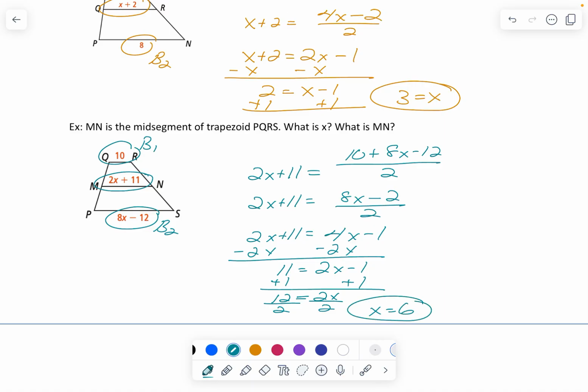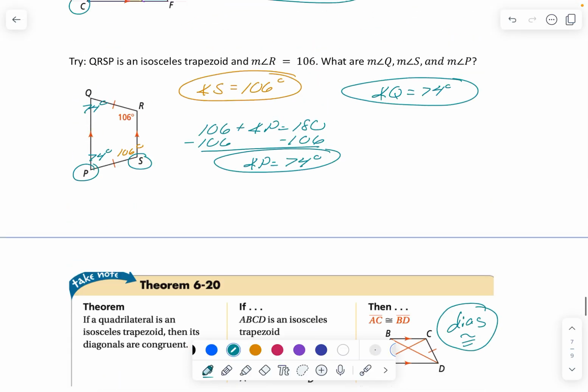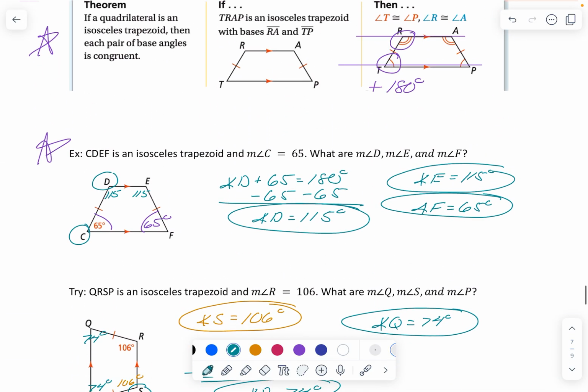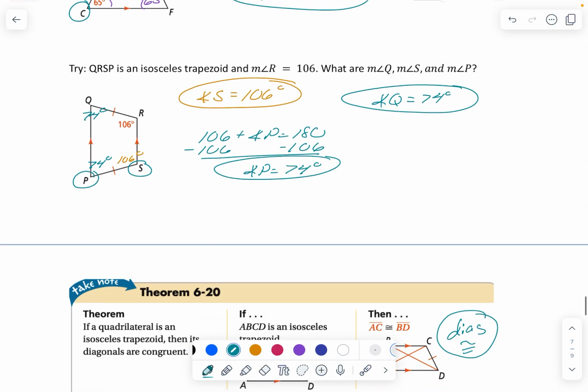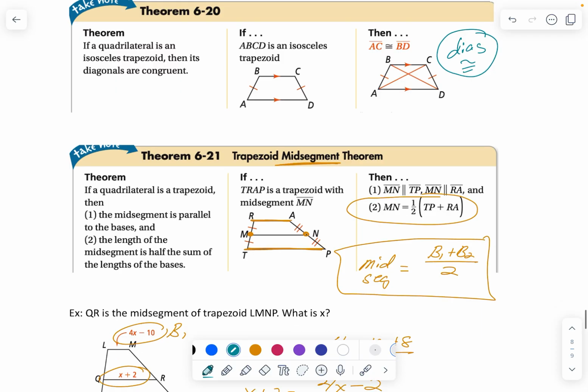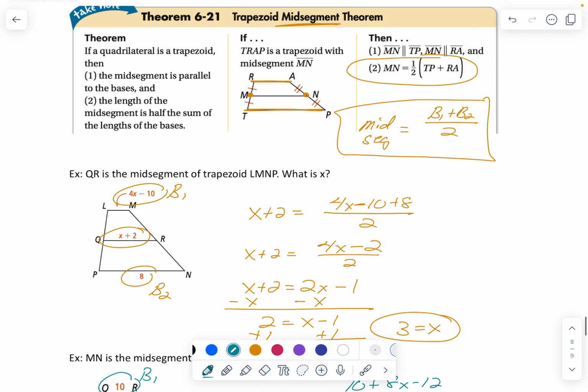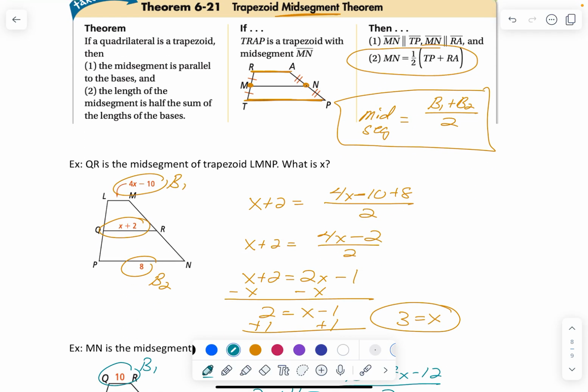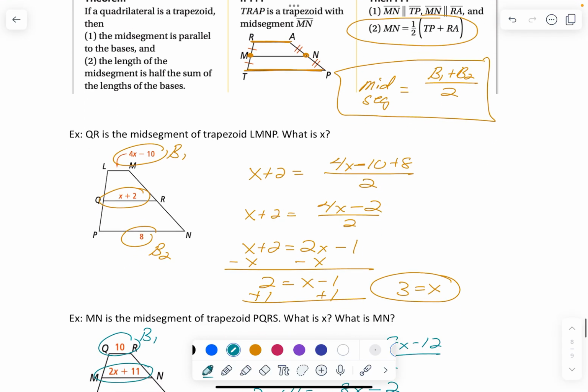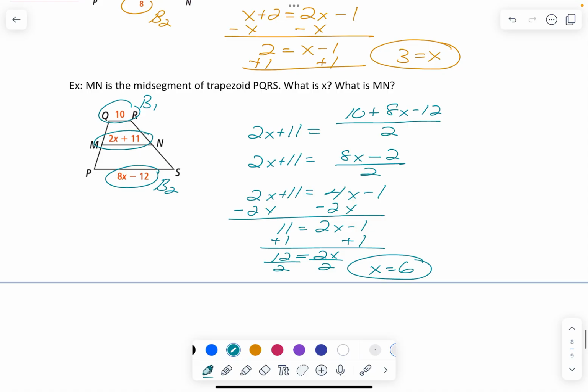So, isosceles trapezoids are symmetrical. Upper angles are congruent, lower angles are congruent. An upper plus a lower equals 180. Diagonals are congruent, and then we had our midsegment. The midsegment is the average of the bases, so B1 plus B2 divided by 2. And that's it.